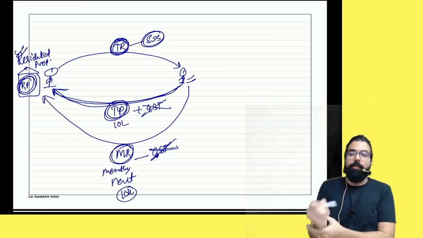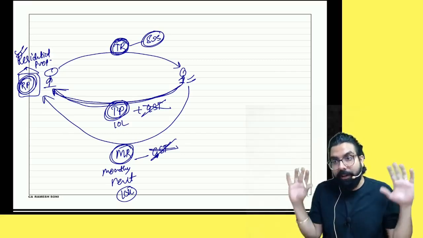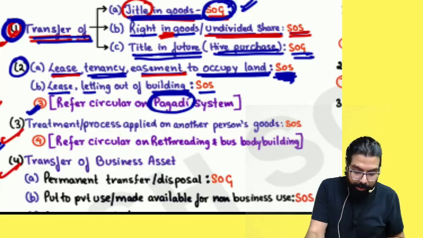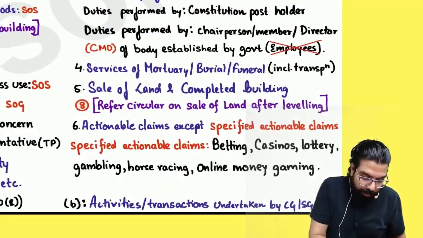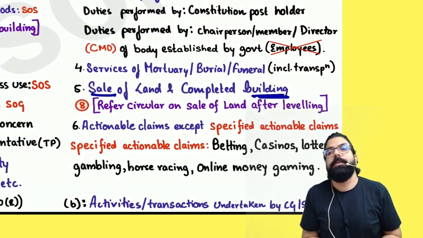Now listen, when we are talking about tenancy right, we are not talking about selling the house. We are just giving the right. Selling of the house, it will come. Don't worry. See here, sale of building, it will come. Then I will discuss that building point. Okay?